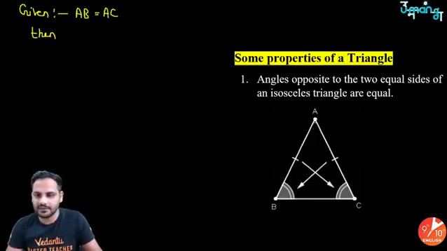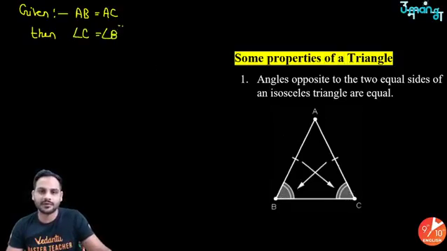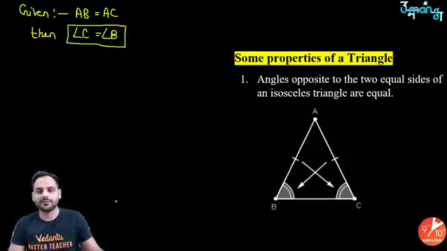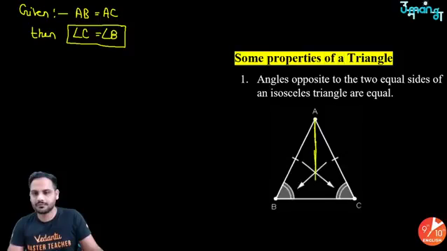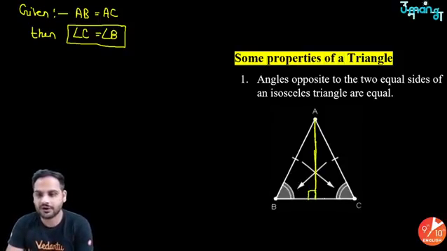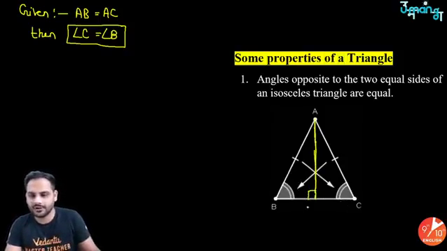So the side AB is here, and the angle opposite to this is angle C. Opposite to side AC is angle B. Right? This is what we need to prove, that angle C will be equal to angle B. For that proof, we are going to drop an altitude on this part. Let us say it meets at point D.